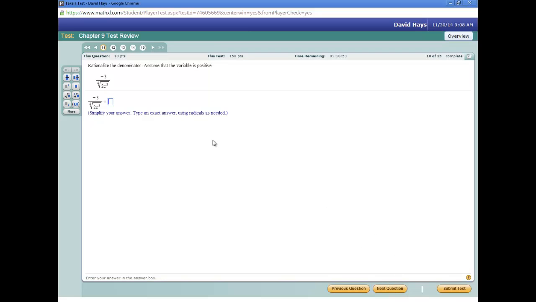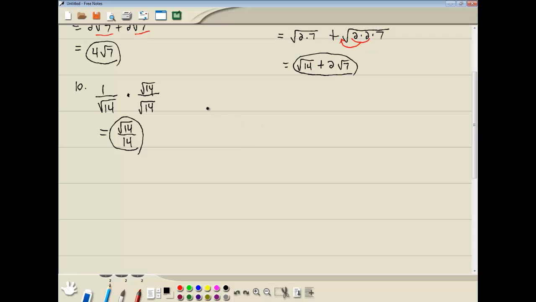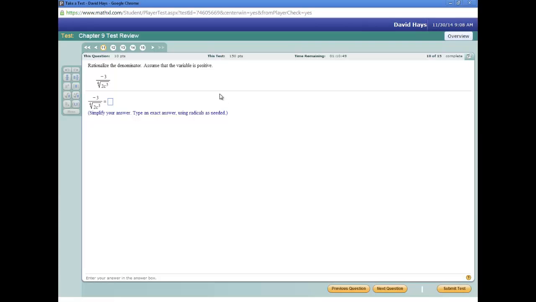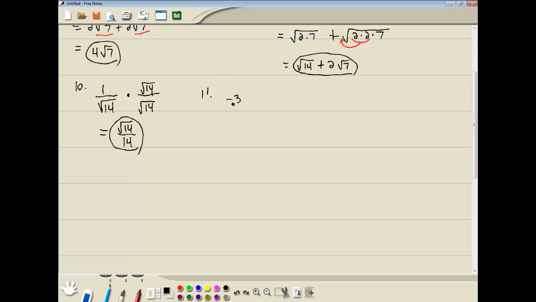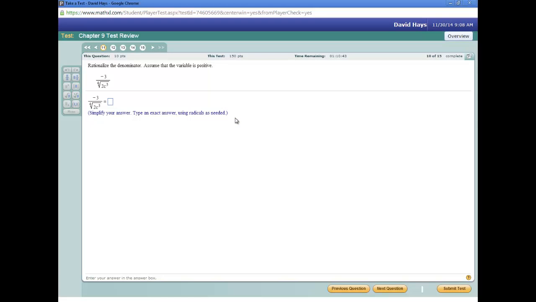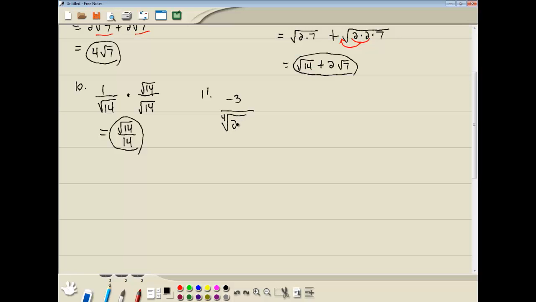Okay, now this one's a little bit different because it's not a square root, so let's see how this one works. We've got negative 3 over the fourth root of 2c to the third. The reason why the radical disappeared over here is because we're dealing with square roots, meaning our index is 2, which means we need 2 of something. We had 2 14s. That's why it came out as a single 14.